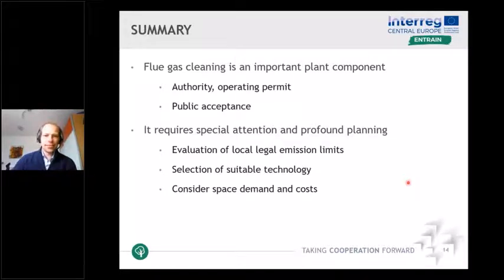And it requires special attention and profound planning. So please really evaluate the local legal emission limits you have. Select a suitable technology according to the emission limits, and especially consider space demands of the flue gas cleaning system in the plant, and of course also costs.